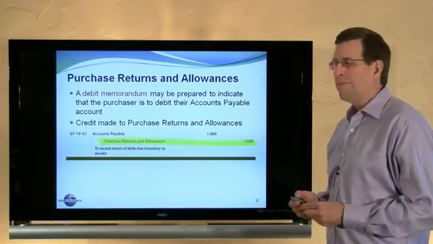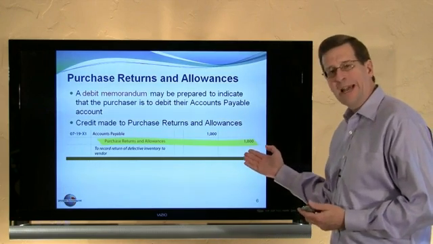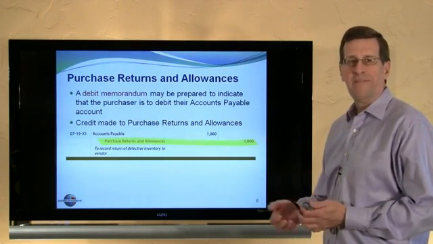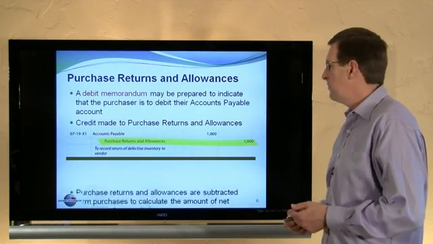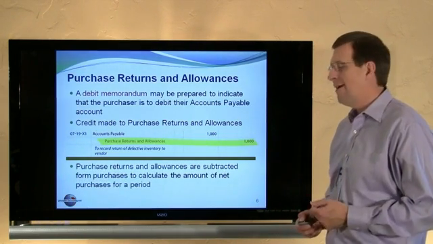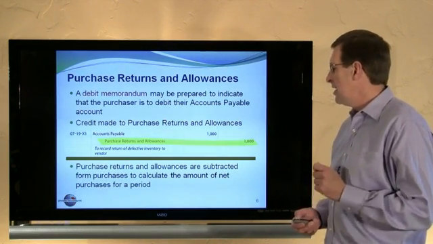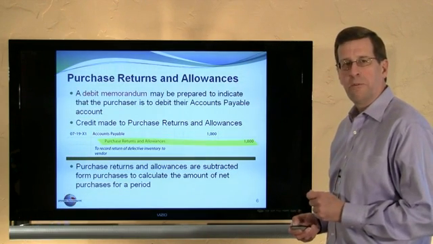The reason for keeping purchase returns and allowances in a separate account is so we have a sense of what level of returns we're making, even perhaps who those goods are being returned to and the reasons for that. Purchase returns and allowances are subtracted from purchases to calculate the amount of net purchases for a period.